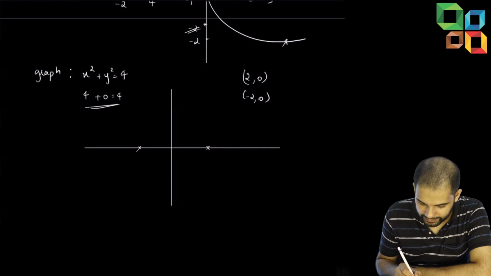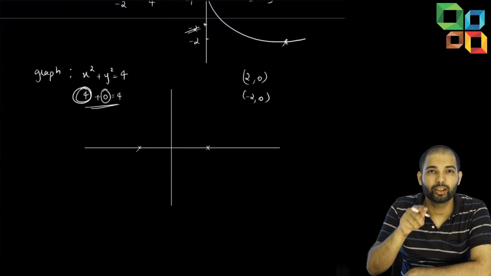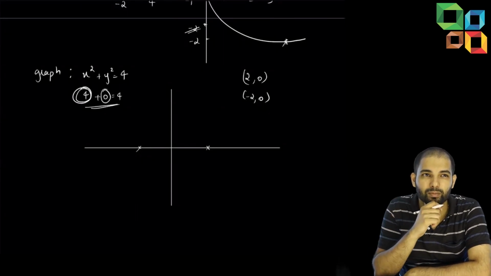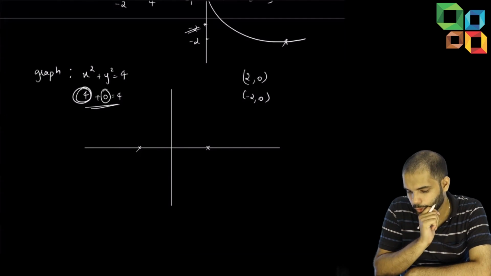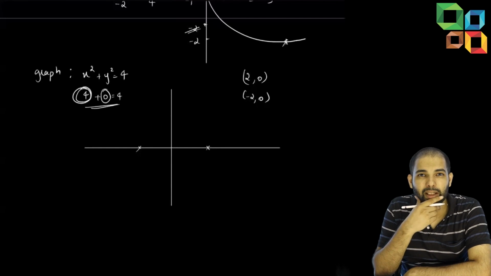How are we getting this? Simply take a value for x and find out the value of y. When you put x equal to 2, you're already getting 4 equal to 4, so obviously y should be 0. Okay, so I got two values, 2, 0 and minus 2, 0. Any other points do we have?